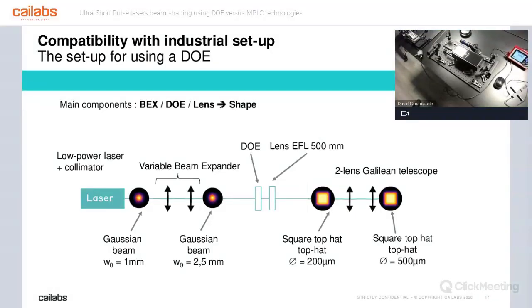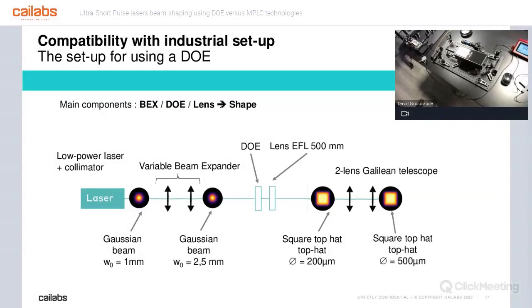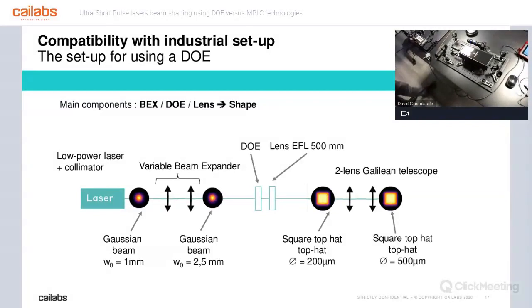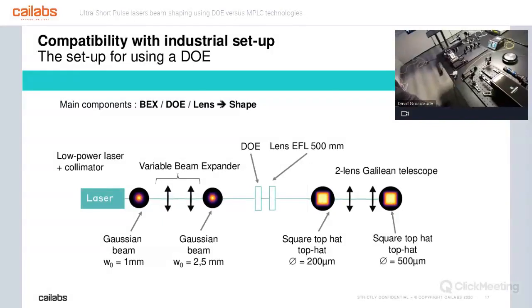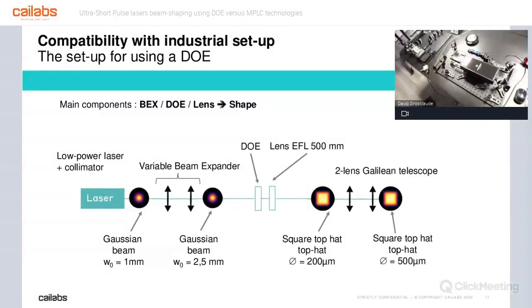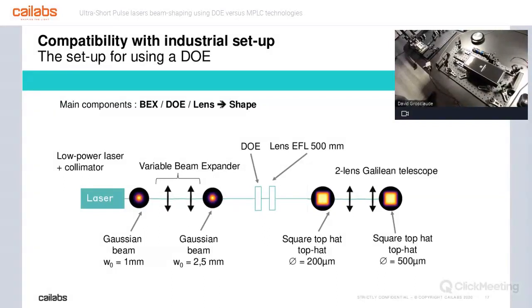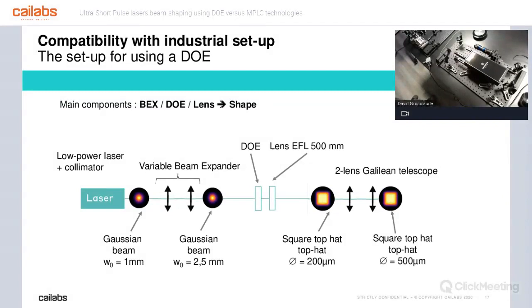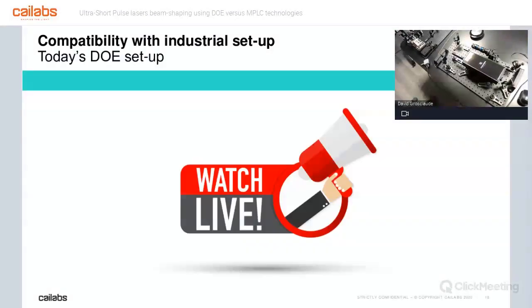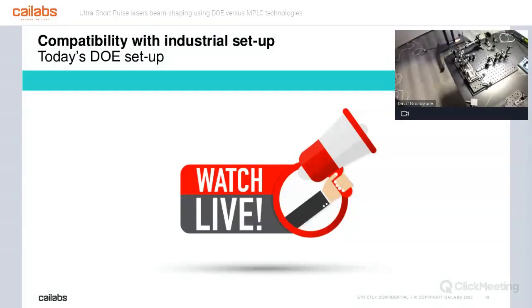Now we'll try to see what is the DOE setup. So we just have a collimated source. Then we'll use the same beam expander in order to have the right size at the input of the DOE. Then you will see the DOE and a lens, as Gwen said during the theoretical explanation. And then we just have a transport telescope with a magnification of 2 in order to have quite the same size in the focal plane in order to make the right comparison. We'll try to show you this setup.